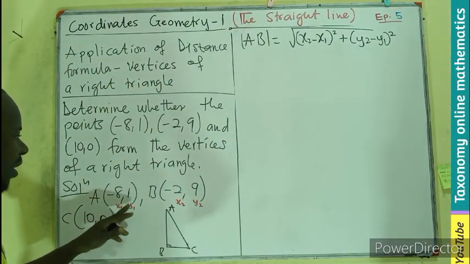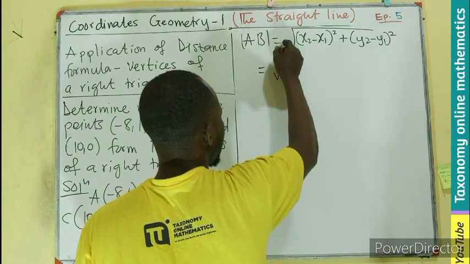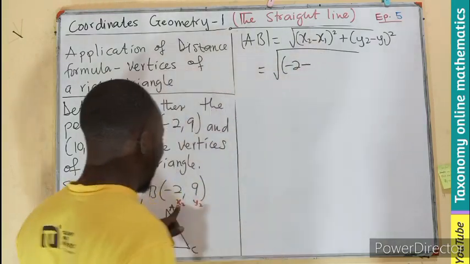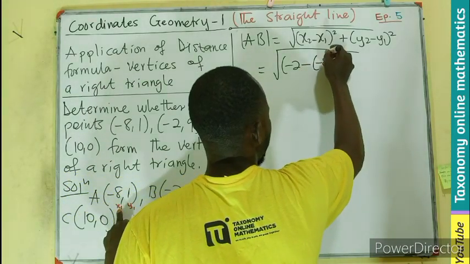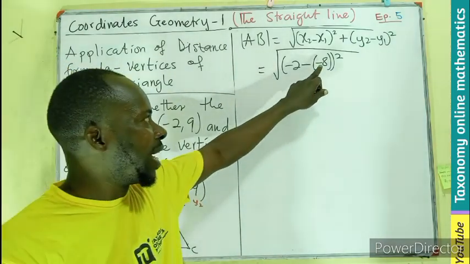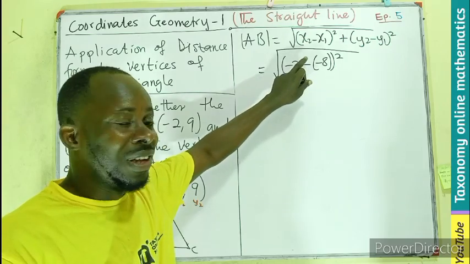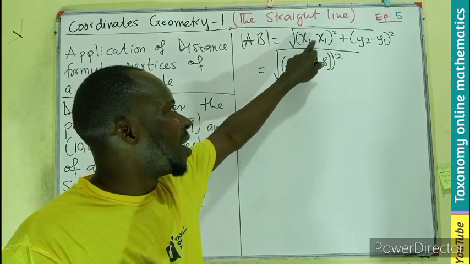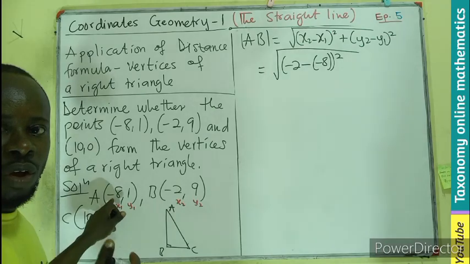So x1, x2, y1, y2 will pick the values from the point. Beginning from here, minus 2 is the first one, so I have minus 2 as x2, then x1, where is it? That will be minus 8, the all square. You see, there's a minus 8. So we indicate the minus 8, which is different from the negative sign. This minus is from the formula. This negative is from the coordinate of the point.